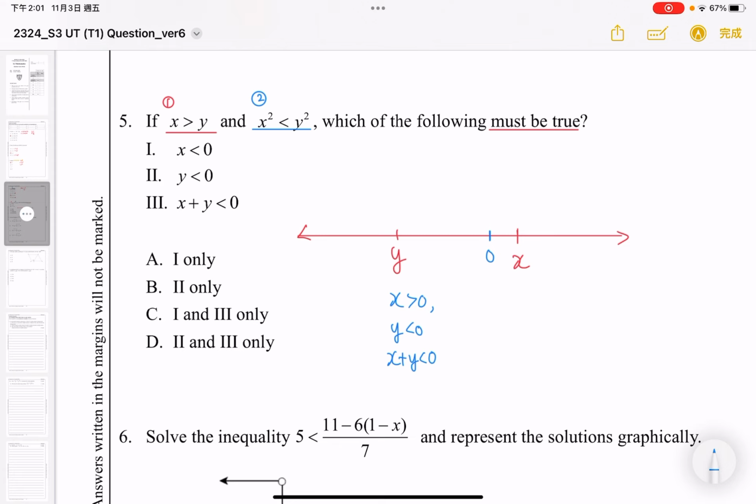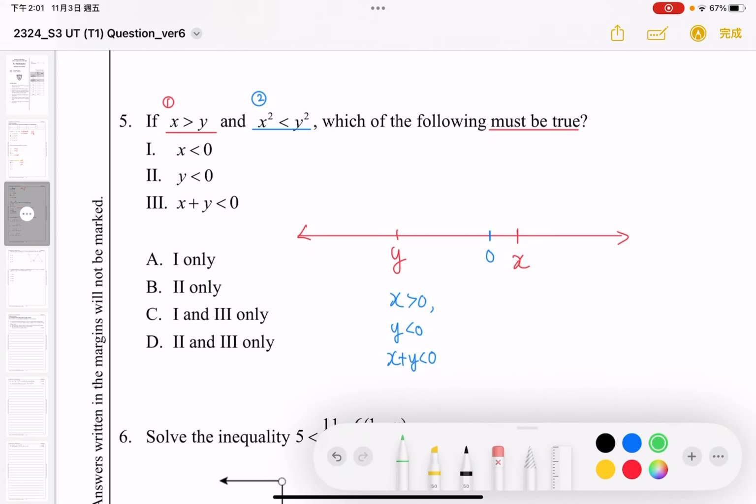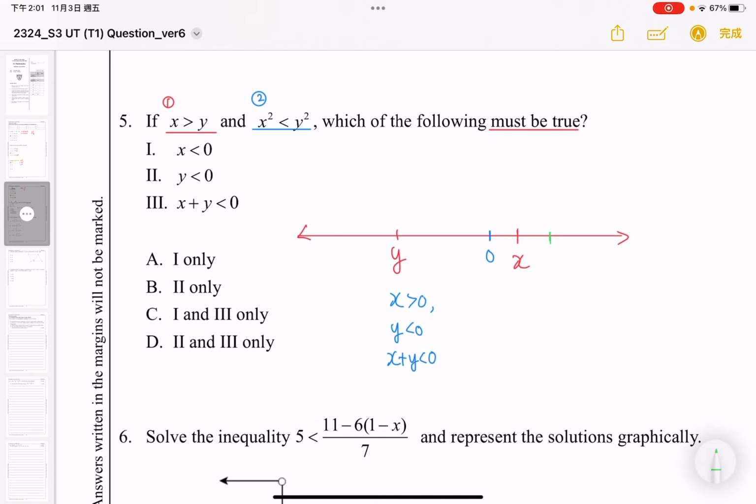Some of you may ask me another question: how about if I set the 0 on the right of x? So I use the green color here. Yes, you can still fulfill these two restrictions. That is, y squared is larger than x squared. However, when you look at the result, when we set the 0 on the right-hand side of x, you can see both x and y are negative, and x plus y is also negative.